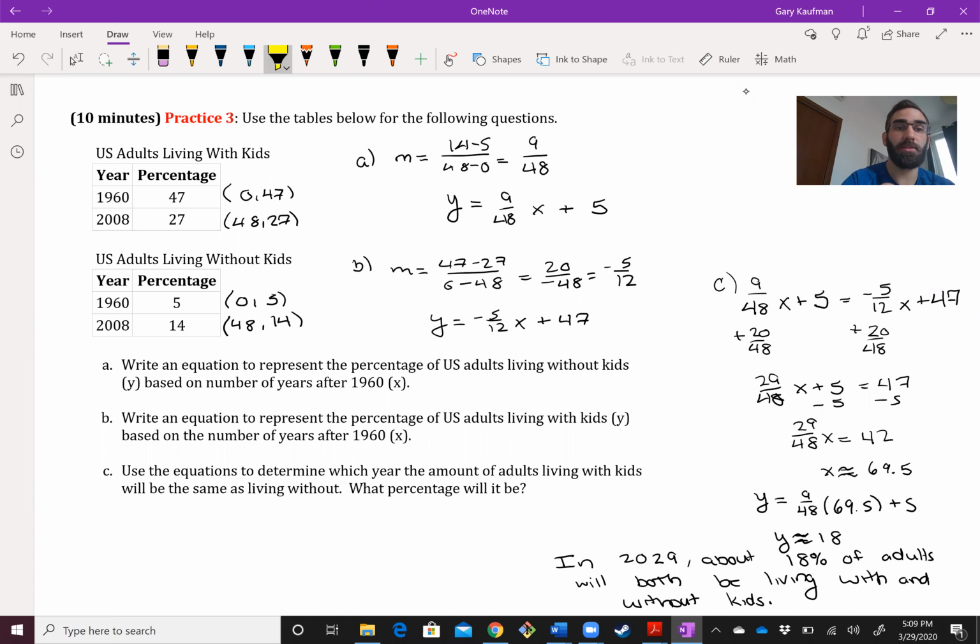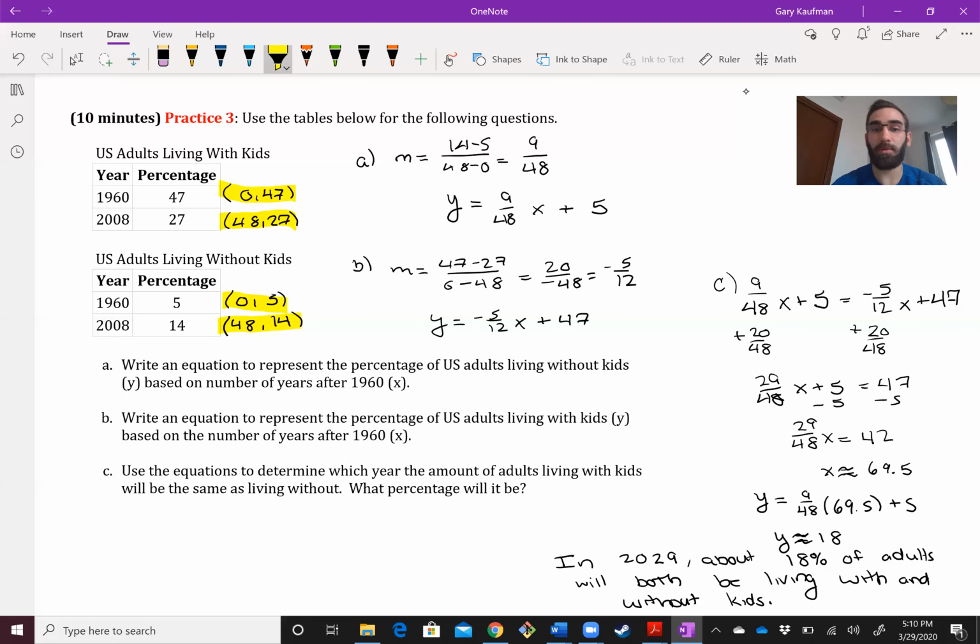Now notice that I started over here by actually writing my ordered pairs, because since we asked for years after 1960, that means 1960 is 0. That's our y-intercept. So I was able to use that. So part A asks for the kids living without adults. That's the second table. I was able to use the slope formula, find the slope. And then I already had the y-intercept. It was 5. So I just plugged it in. Again, you could have used point slope form. I used the same approach for part B to get the equation.